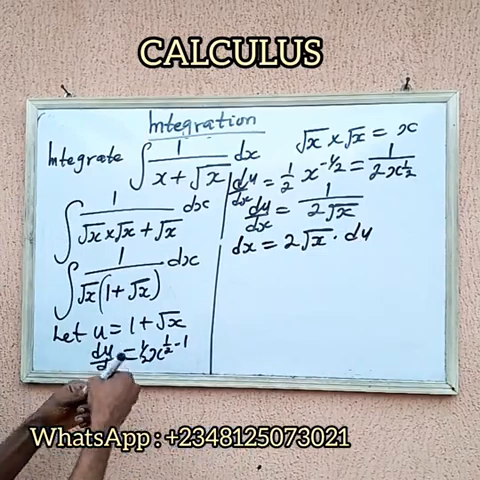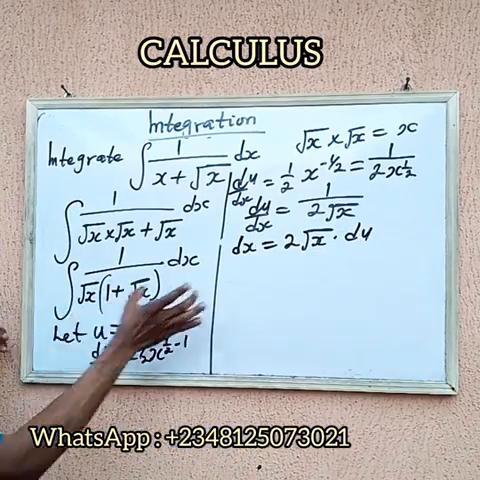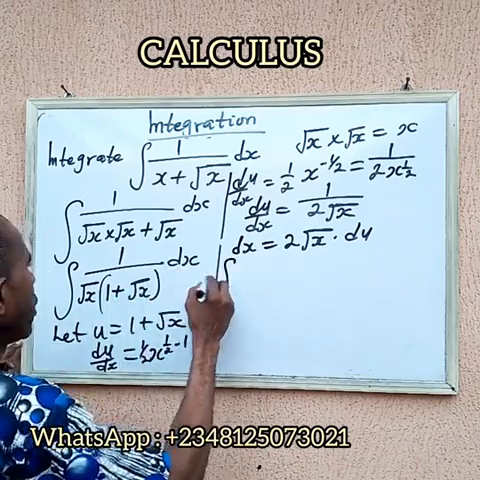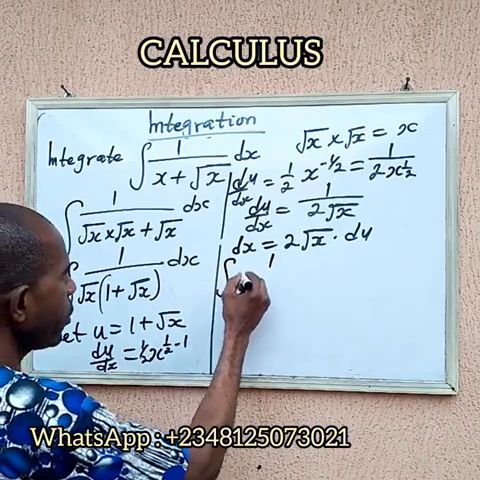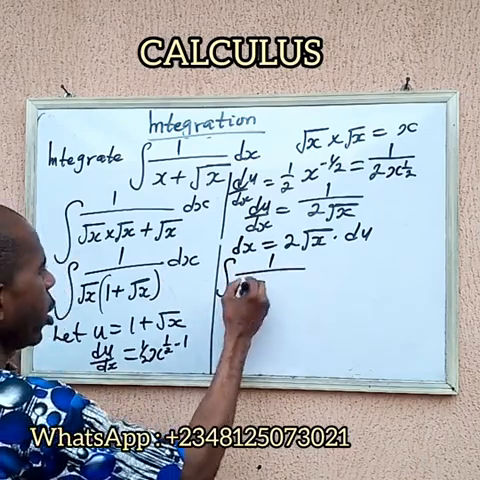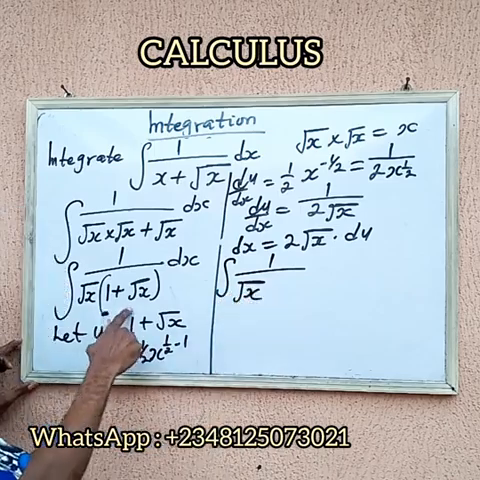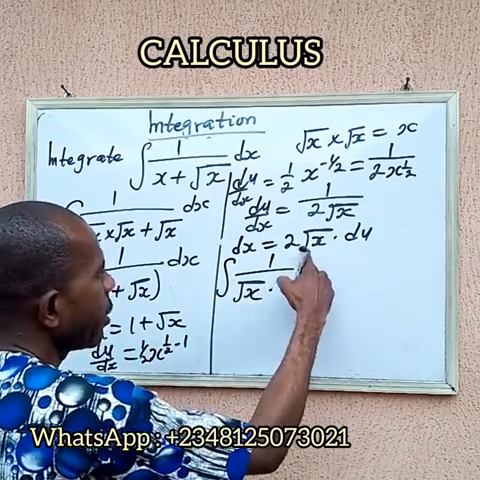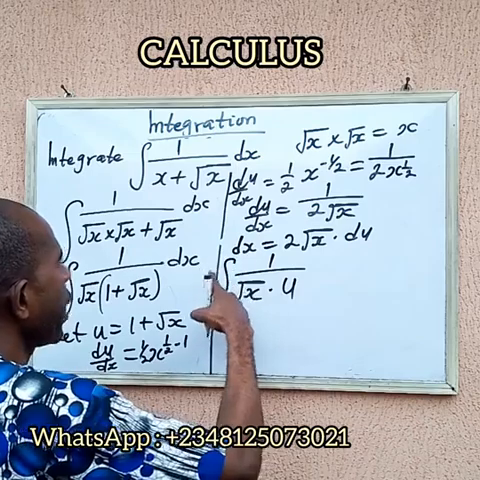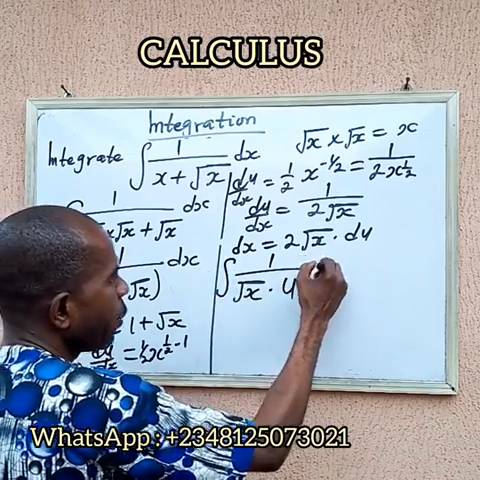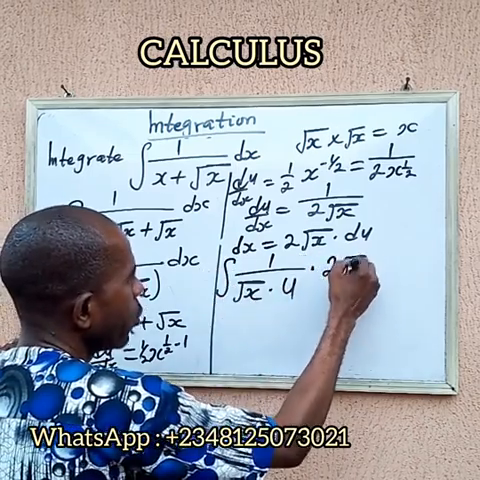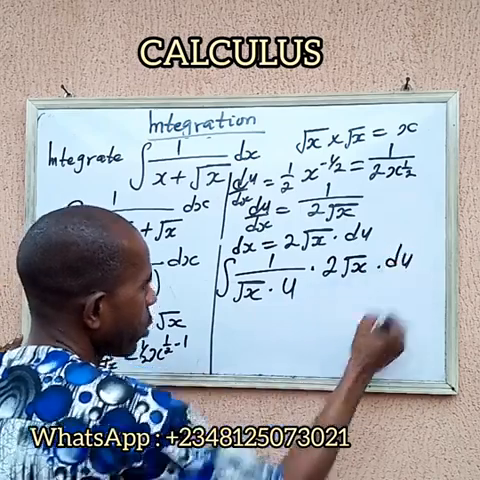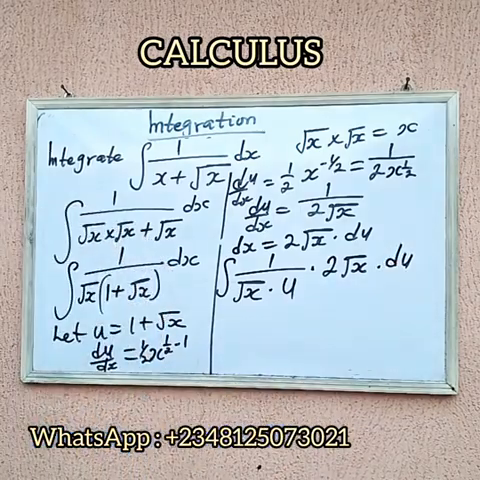Good. Now let us go to this our expression now. We are going to substitute for dx here. So that we now have there 1 all over root x, then the whole of this one here becomes u. Okay, that's your u. Then multiplying by what is your dx now? The dx is now replaced by this. We have multiplied by 2 root x, then du. Good. Now we can cancel out root x.